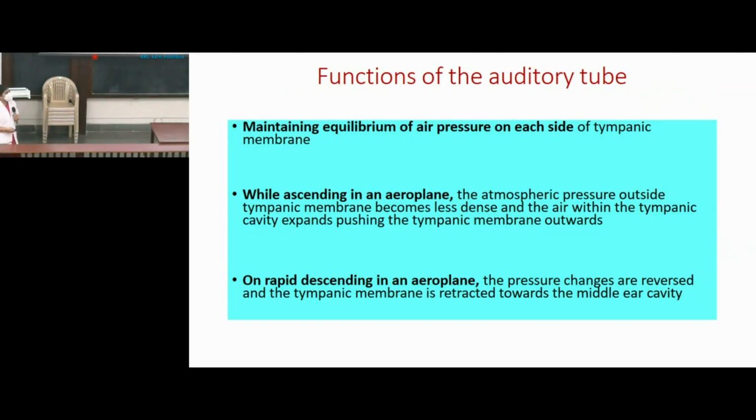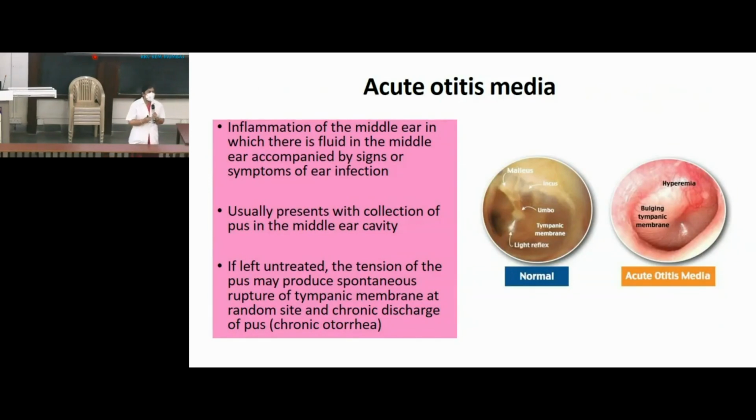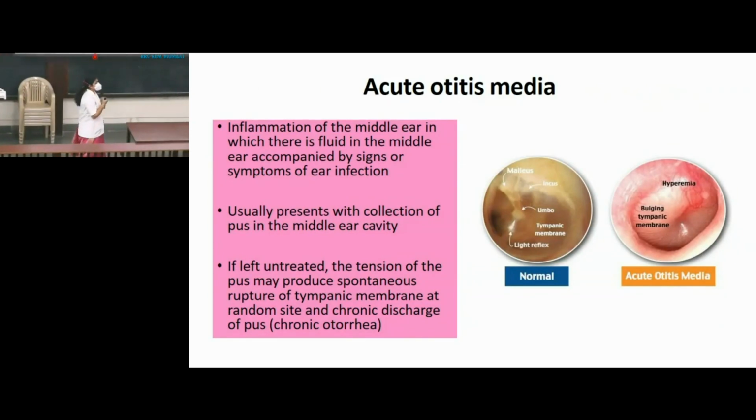These are the functions. So what is acute otitis media? It is inflammation of the middle ear cavity. Acute condition. There could be chronic otitis media. Okay, so usually otitis media is followed by formation of pus because there is inflammation. Wherever there is inflammation, usually there is collection of pus.